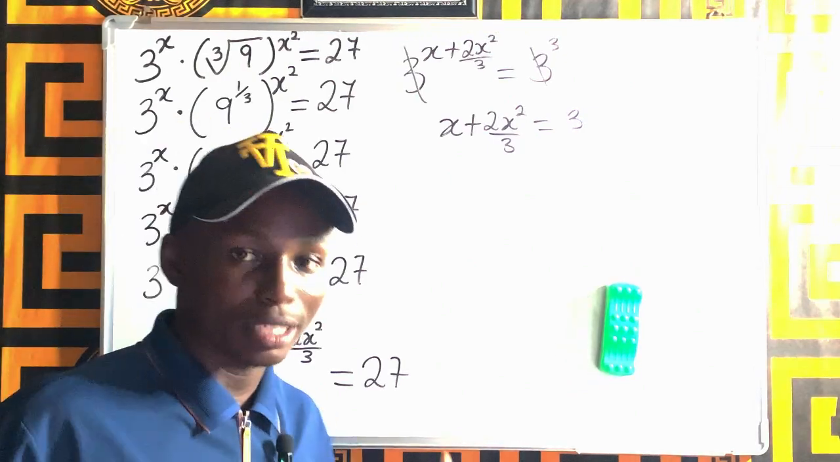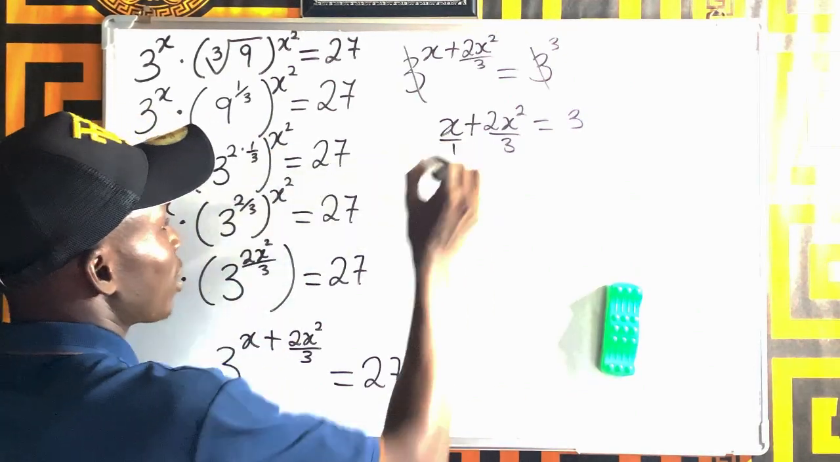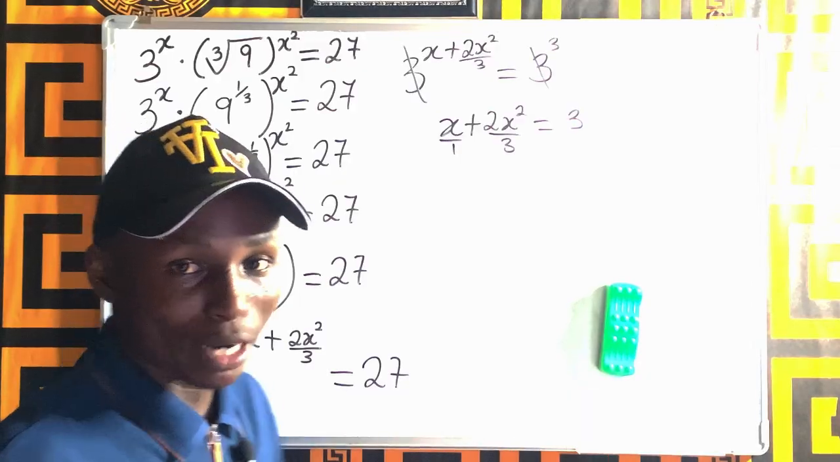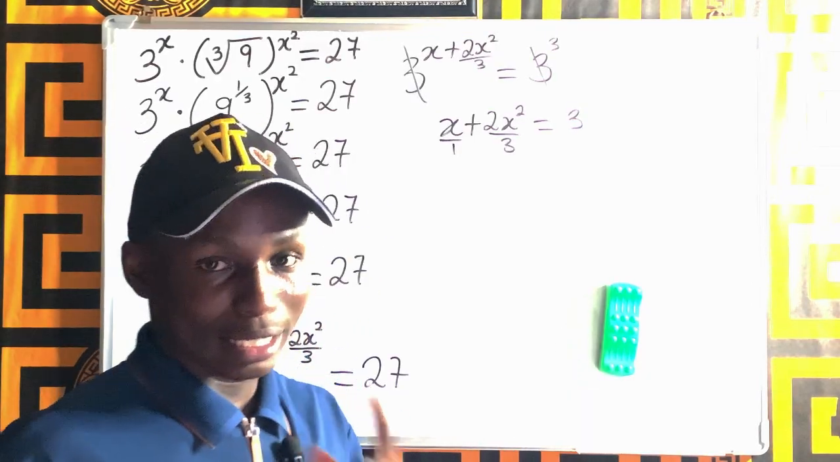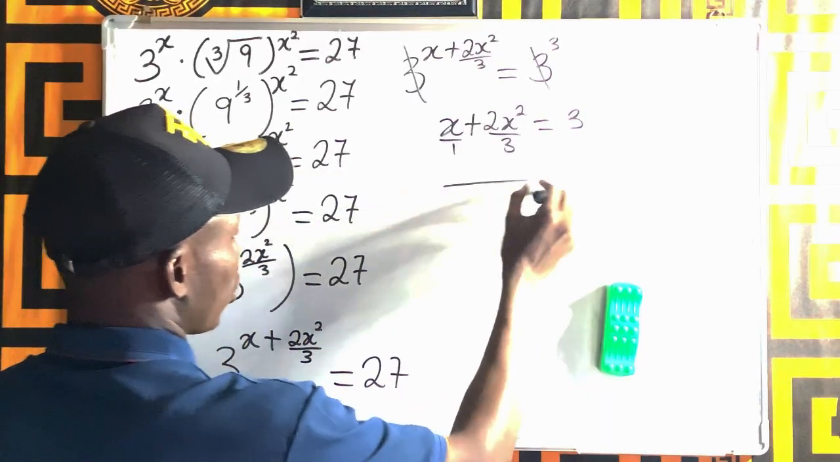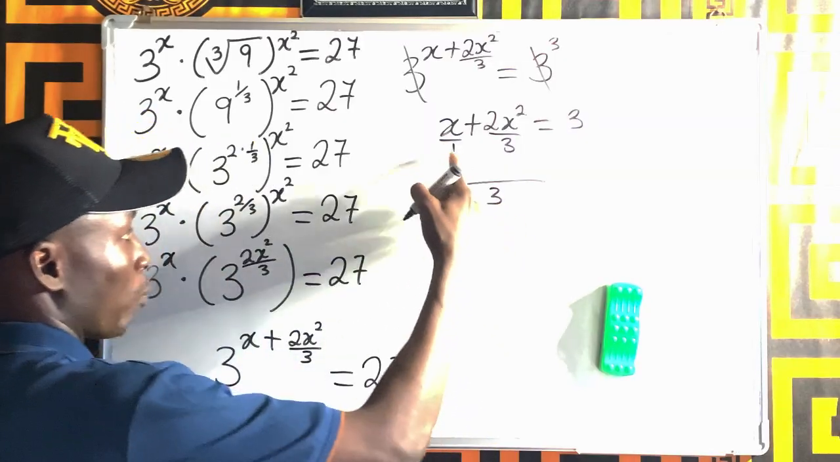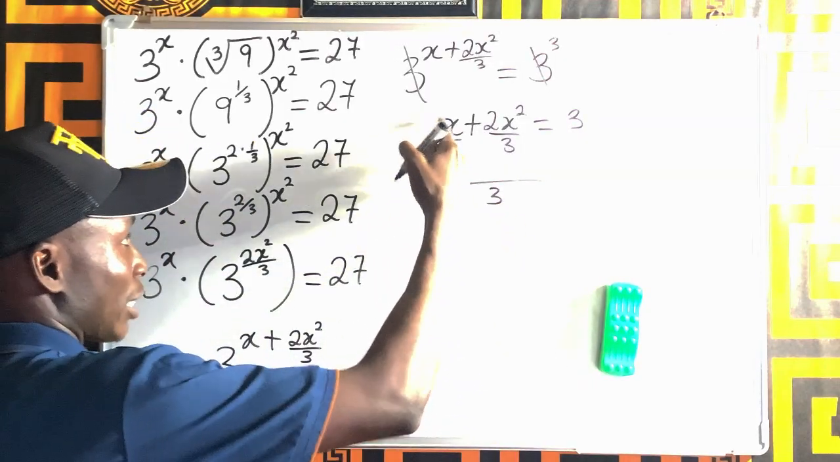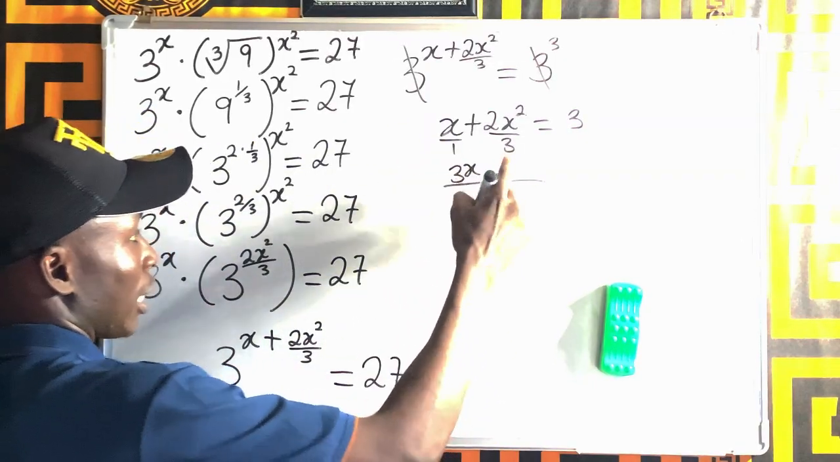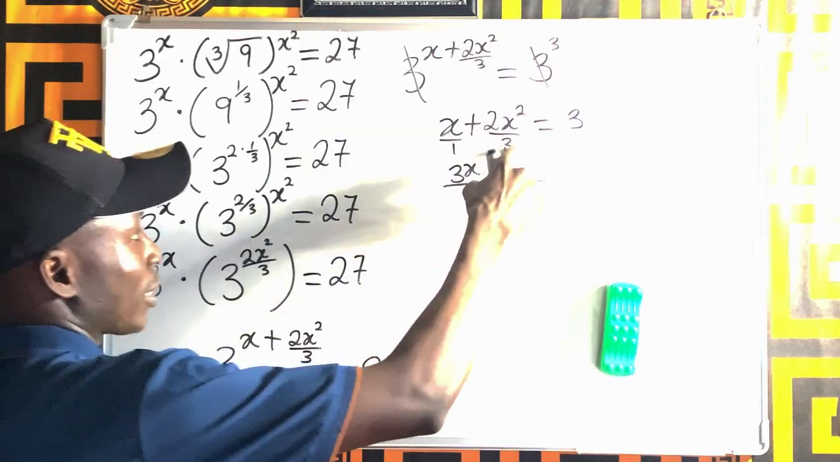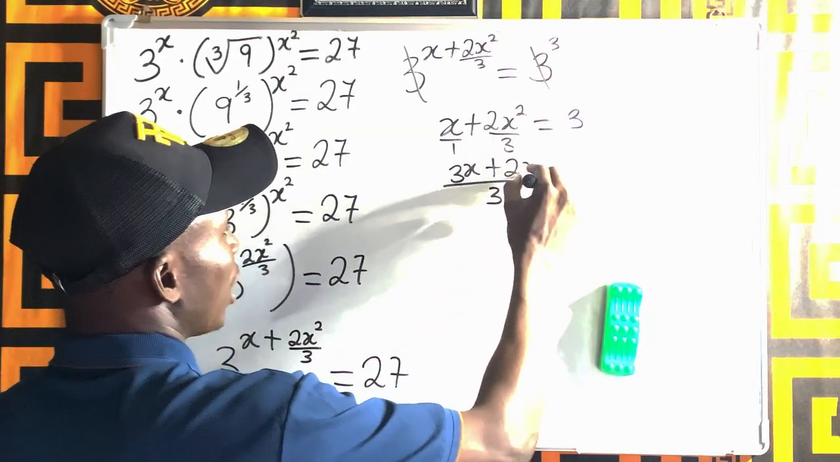Now at our left hand side, let's simplify. The denominator of this x here is 1, so what is the LCM between 1 and 3? The LCM between 1 and 3 is 3. Now 3 divided by 1 will give us 3, and 3 times x will give us 3x. Now 3 divided by 3 will give us 1, and 1 times 2x squared will give us plus 2x squared.